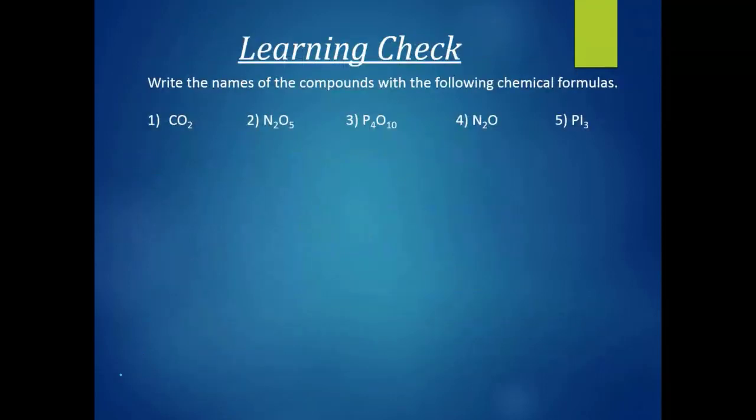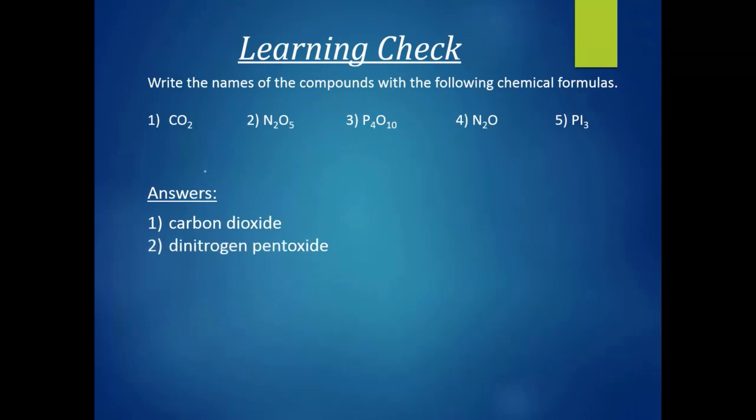All right, let's go to some practice. What's the name of this first one? Carbon dioxide. Very good. You're familiar with that one. And we kind of already did this one, N2O5, that is dinitrogen pentoxide. What about P4O10? What's that going to be?